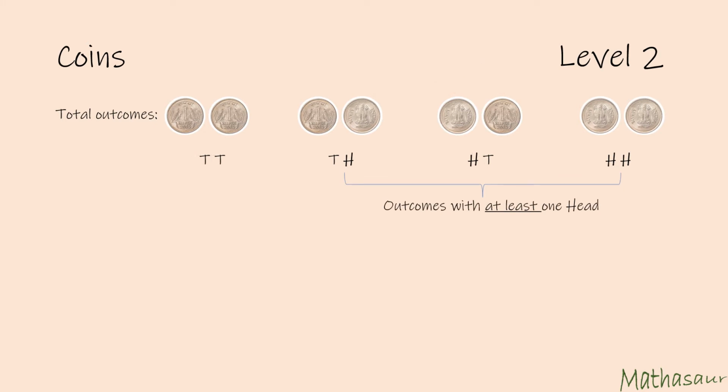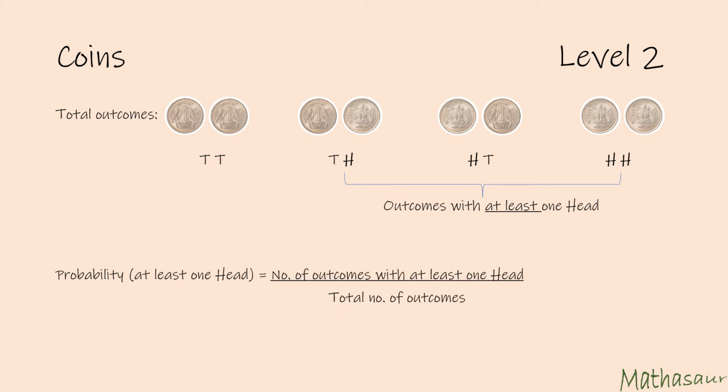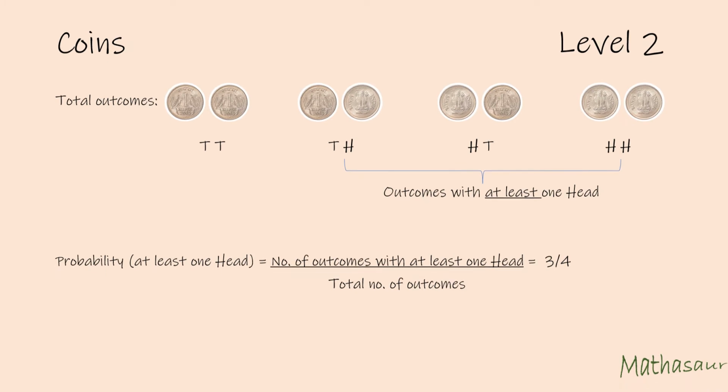Now please note that there are three outcomes which have at least one head occurring. So the probability that I shall get at least one head would be my favorable outcomes with at least one head divided by the total number of outcomes, which is equal to 3 by 4.